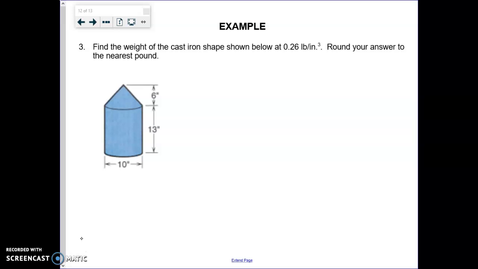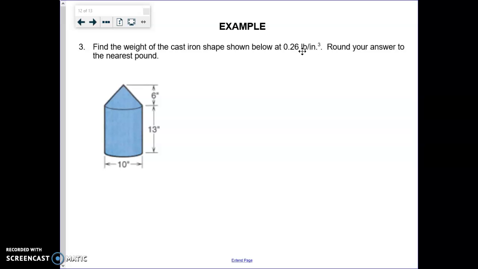Remember, if you're covering something up, if you're painting something, wrapping something, that's usually lateral area, surface area. If you're filling the object up, that is volume. And a lot of times, ladies and gentlemen, if you're having to do a conversion, look at the label. You notice this inches cubed here. That probably gives away that this is going to be a volume problem because you have a volume unit of measurement in your label. So it says find the weight, and anytime you're finding weight, that is a volume of the cast iron shape below at 26/100ths of a pound per cubic inch. Round your answer to the nearest pound.